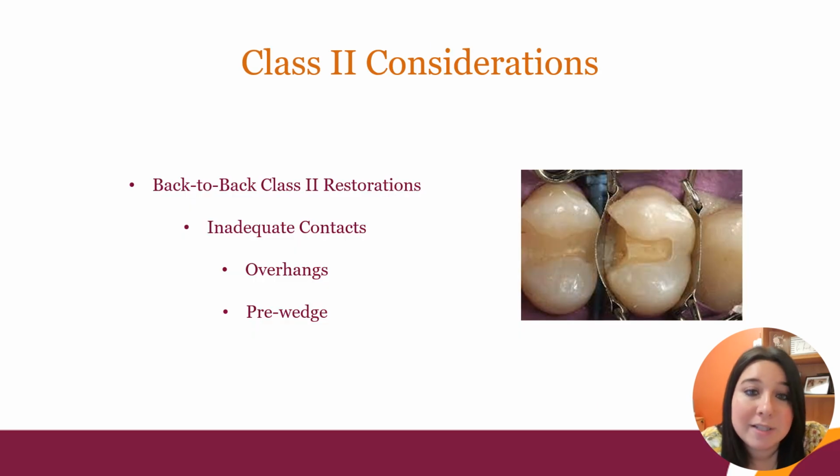Some Class 2 considerations. So back-to-back Class 2 restorations. When placing them back-to-back, I usually prefer to use a sectional matrix to place one of the restorations, and then I will remove the matrix and polish the interproximal so that I have nice smooth surfaces. And then I will put the sectional matrix set up on the second tooth and place that restoration like normal.